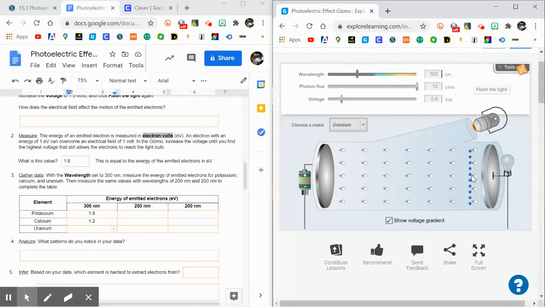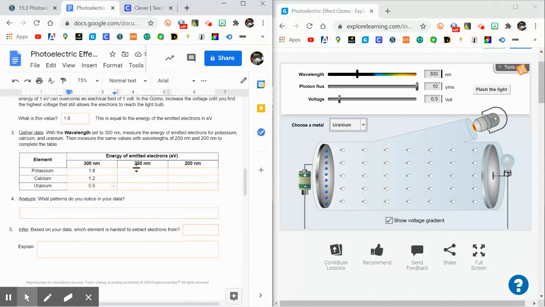It's getting closer. So it's going to be 0.5. Okay, so let's do 0.5. Come on, 0.5. And there it is. So it's 0.5. All right, so that is how you do this. That is how you fill up this table.